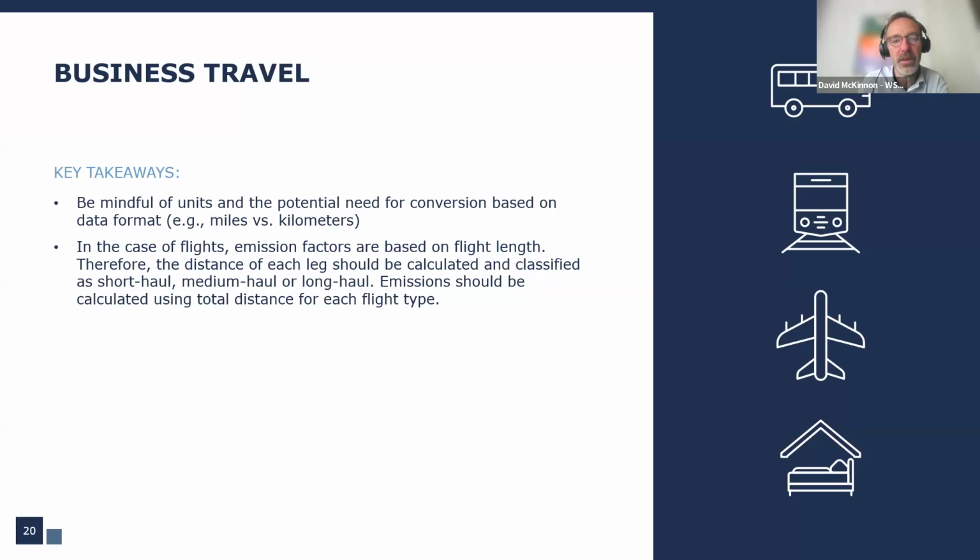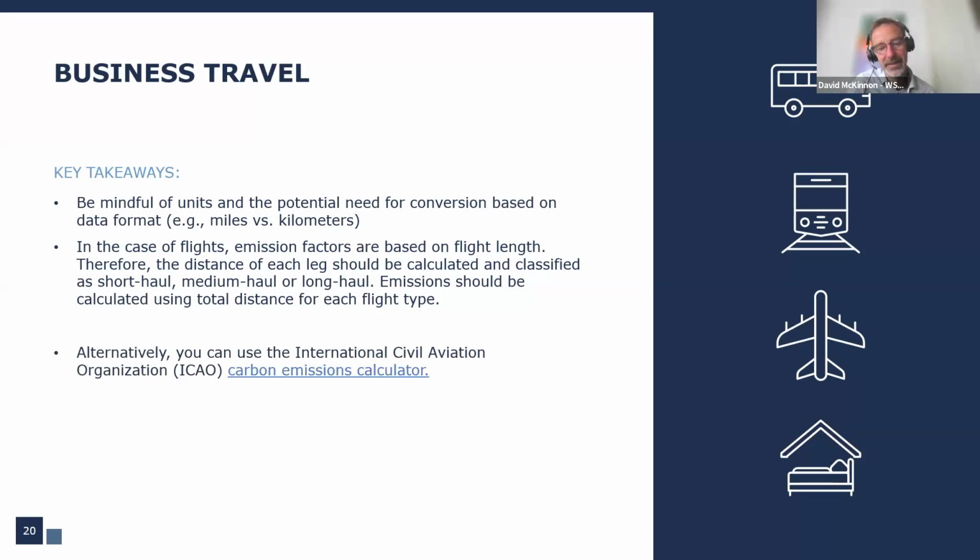Business travel, the miles versus kilometers can be a stumbling block, but only if you're really using factors generated in the US. Even the UK now, you'll find that most factors are in kilometers. In the case of the flights, the emissions factors are based on flight length, so it's important to break them down if you have multi-stops on your flight.